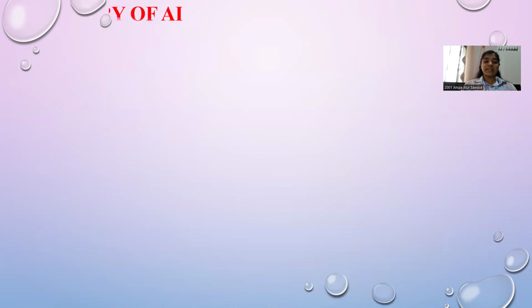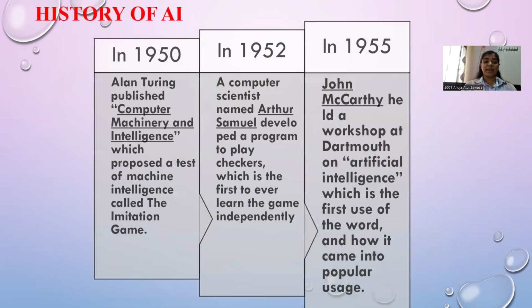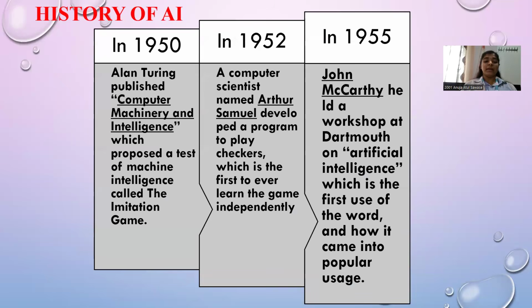Then move forward to the next slide. This is the history of AI. In 1950, Alan Turing published Computing Machinery and Intelligence, which proposed a test of machine intelligence called the imitation game. In 1952, a computer scientist named Arthur Samuel developed a program to play checkers, the first to ever learn the game independently, and it is a two player game. In 1955, John McCarthy organized a workshop at Dartmouth on artificial intelligence, which is the first use of the word and how it came into popular usage.